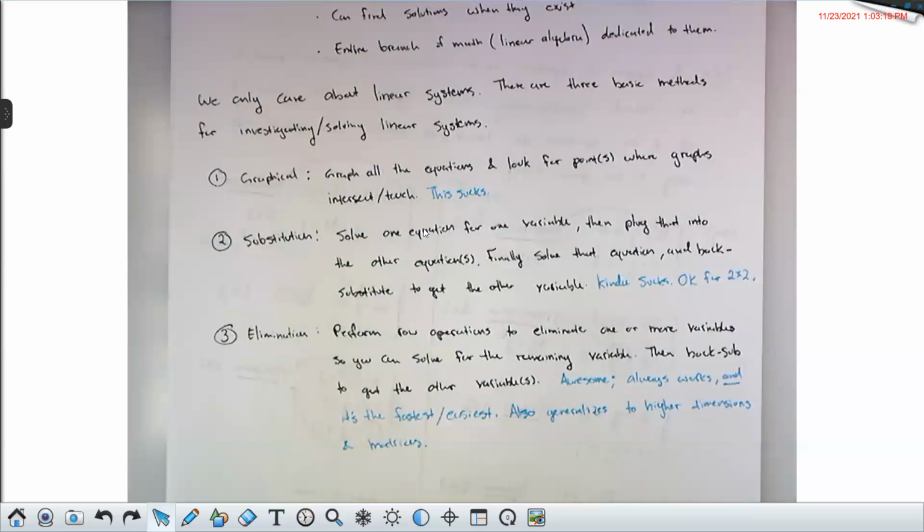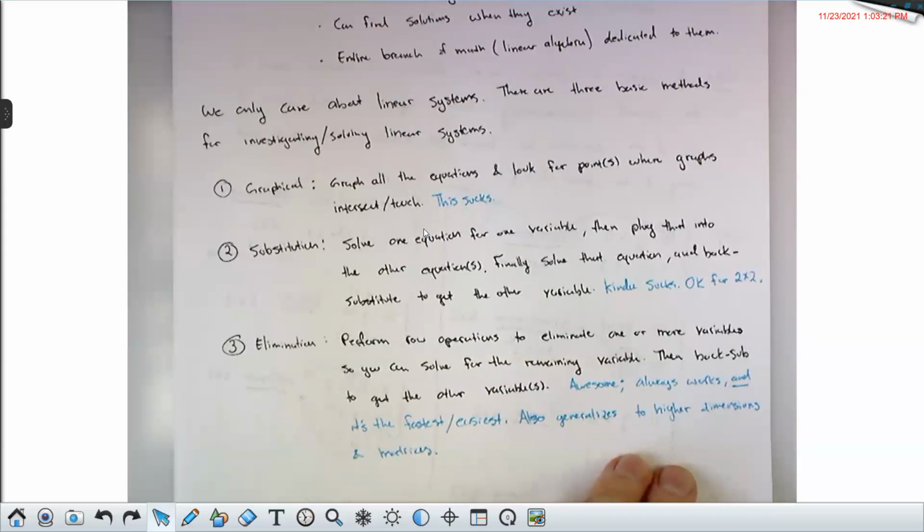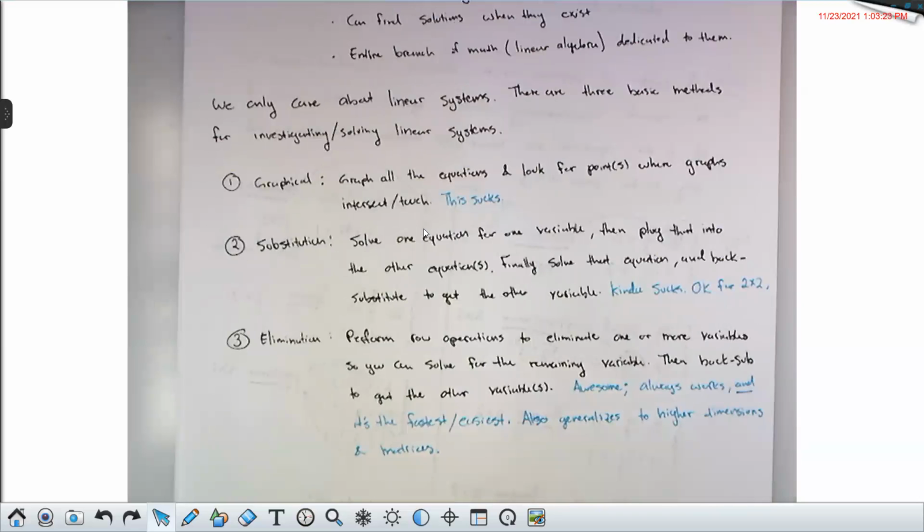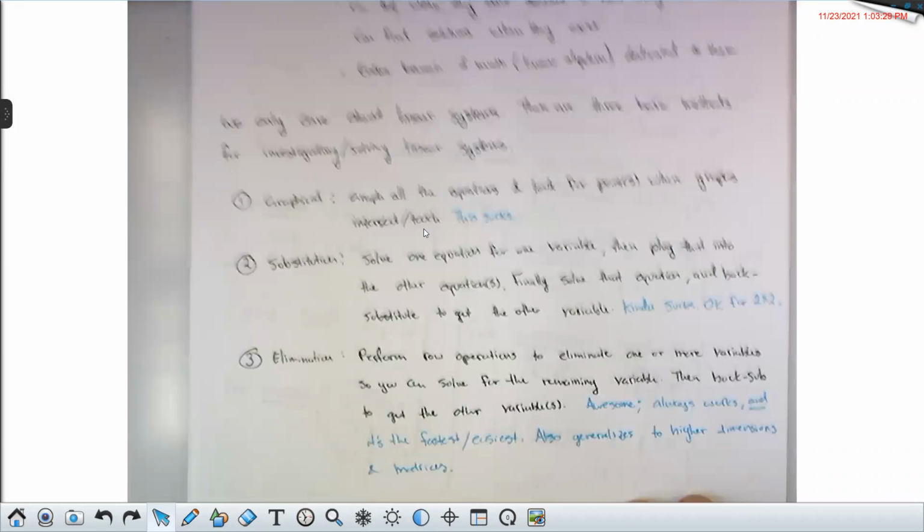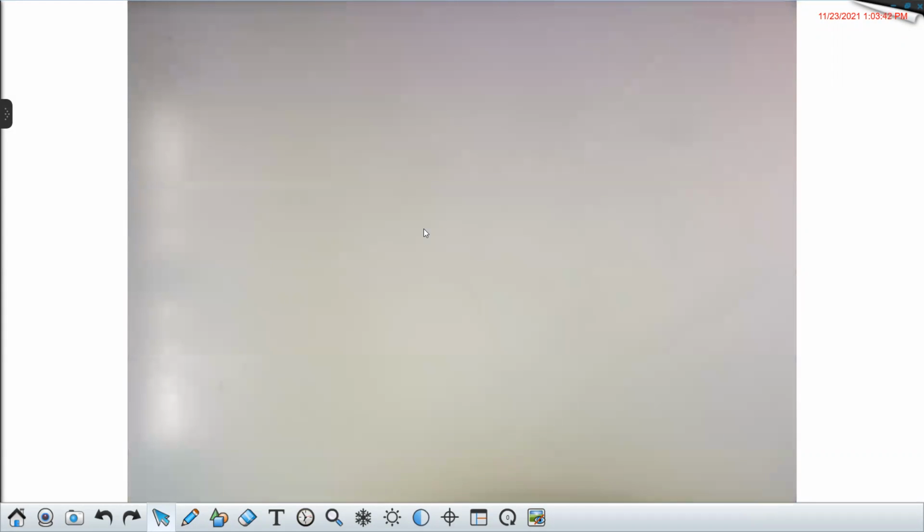Okay. So these are your methods, the basic ideas behind how they work. Let's take a look at a system. We'll solve it graphically, or we'll attempt to solve it graphically, and then we will actually solve it using substitution.